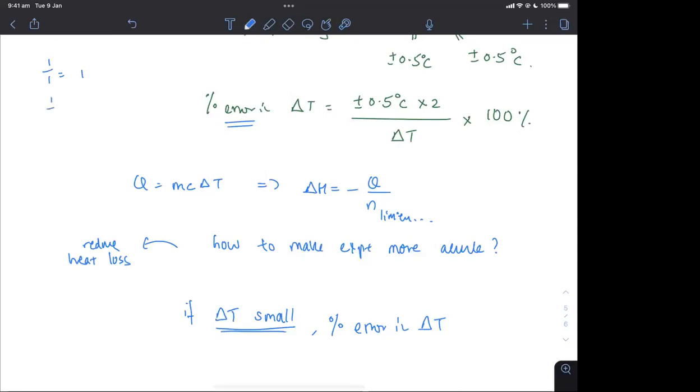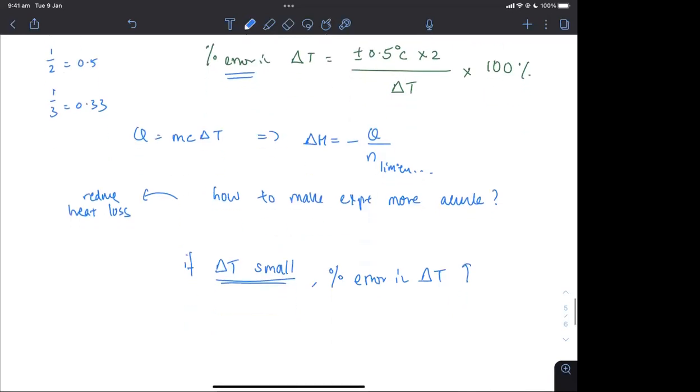1/1 is 1, 1/2 is 0.5, 1/3 is 0.33. As we decrease the denominator, the delta T decreases, the percentage error increases. Is your experiment going to be more accurate or less accurate, Shakira, if your percentage error increases? Less accurate. Yep. So to improve accuracy, you don't want your delta T to be very small. So sometimes they can ask you, explain why this experiment is very inaccurate. Maybe because the delta T is very small.